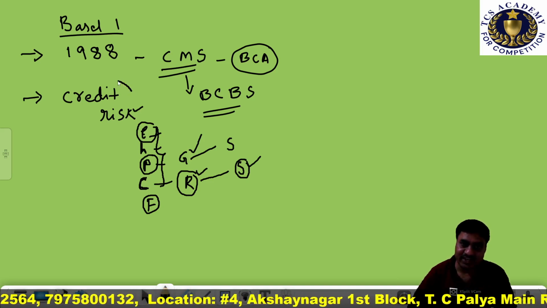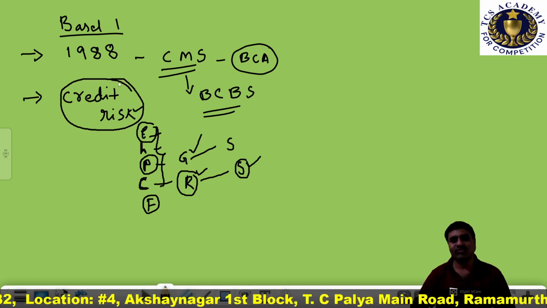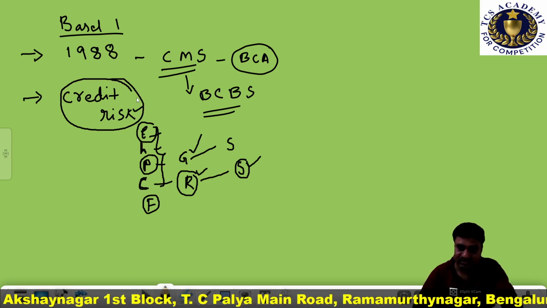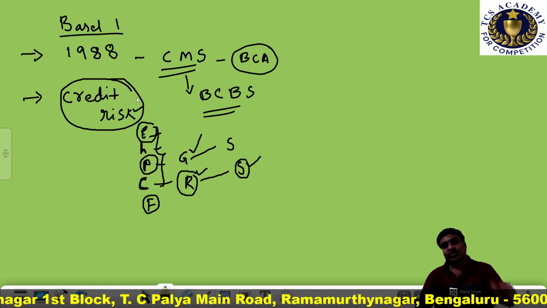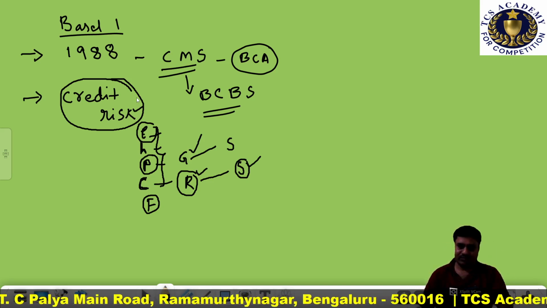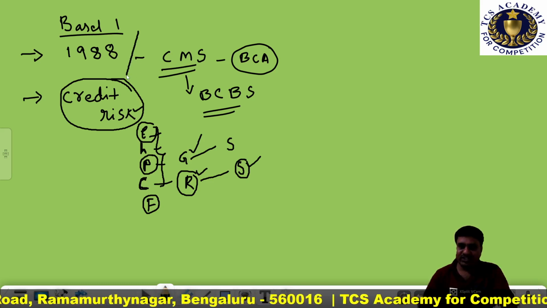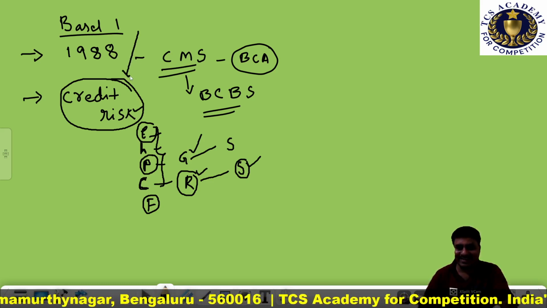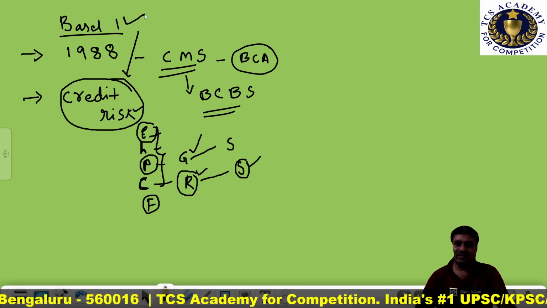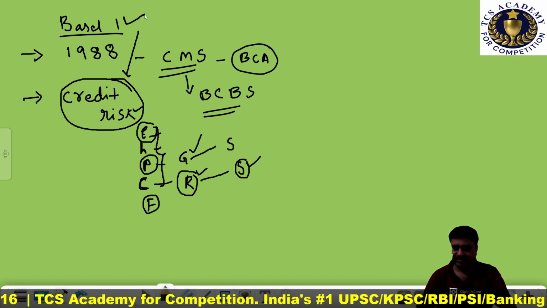So these are the chances of the bank incurring loss in case there is a default by the borrowers. That is the main focus area of Basel I. What does the banker have to do? In order to withstand these credit risks, the Basel 1 guidelines are given.